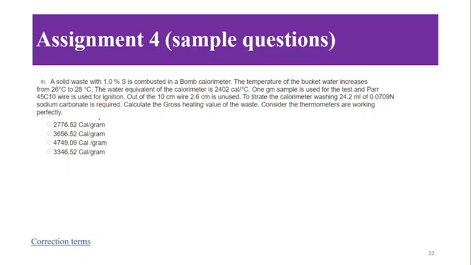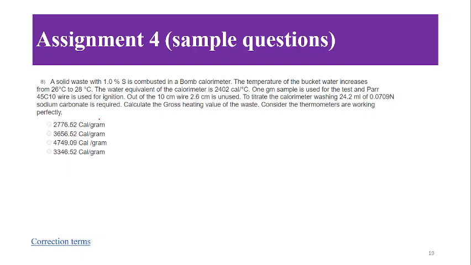Okay. To titrate the calorimeter washing, 24.2 ml of 0.0709 normal sodium carbonate is required. Calculate the gross heating value of the waste. Consider the thermometers are working perfectly. So the calorimeter gives the gross heating value or the higher heating value.